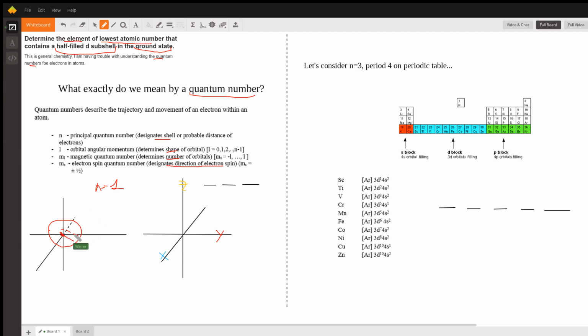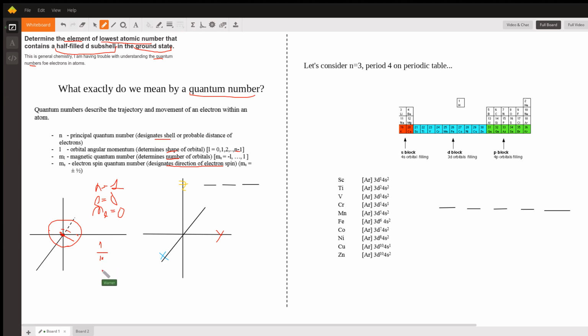So what about the shape of the orbital when n is equal to 1? There can only be one shape. Why? Because L is defined by n minus 1, so it's going to be 0. The number of orbitals is going to be just 1, right? Because if it's 0, it could be described, in the case of hydrogen, as one electron occupying the 1s orbital. So there's only one orbital when n is equal to 1.